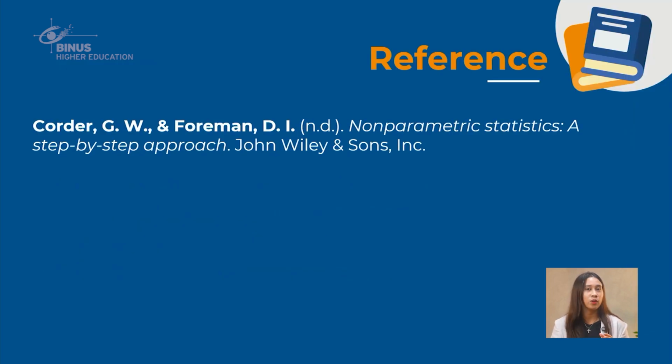As a reference, you can also find more depth in this book by Corder and Foreman.